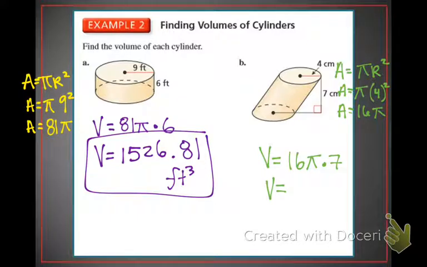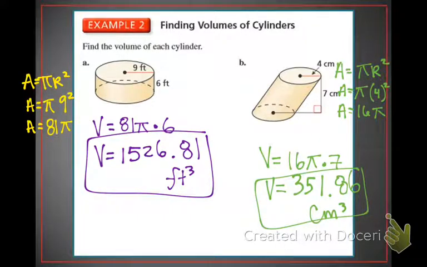Now I'll let you tell me. 351.8. And it is centimeters cubed. Cubed, because it's 3D. Wait, so we did put square on accident? It's not going to mark off the whole problem, no. Okay. Questions, comments, concerns?